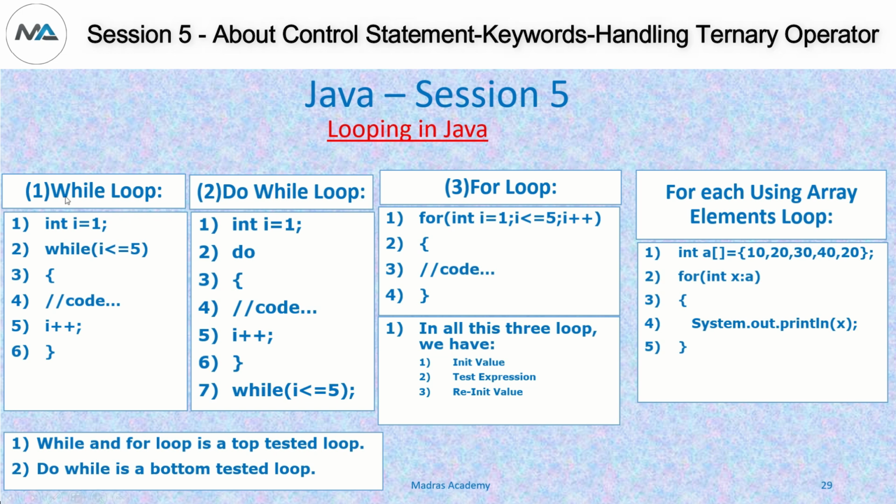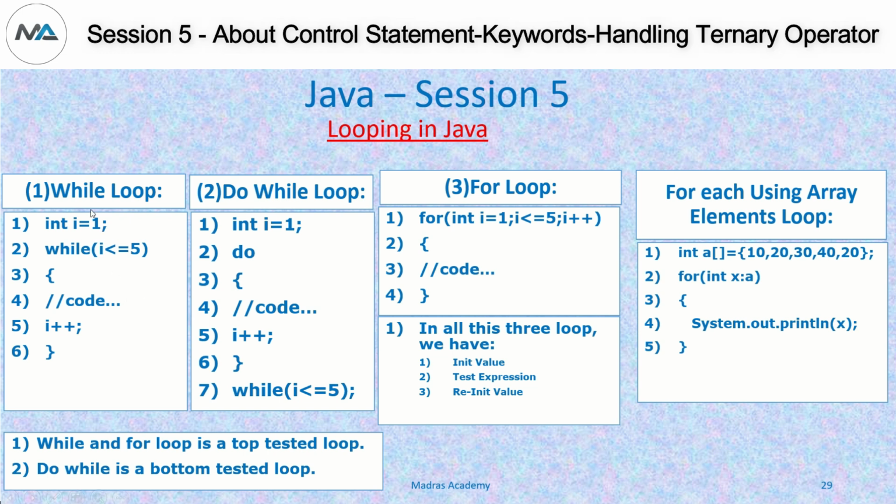Here first we'll see the while loop and for loop. Both are top tested loops. First it will check the condition, then it will execute the loop. In a similar way, we also have do while, but do while is a bottom tested loop. At last it will check the condition. Whether the condition is true, then only the code will execute.